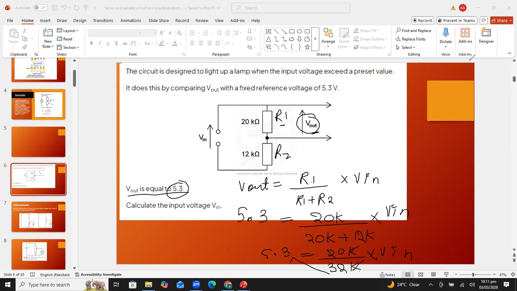So this 32 will move towards the left side and this 20 will move in this position, beta. It will be divided. So now 5.3 multiplied by 32 divided by 20. So what input voltage we will get, everyone?